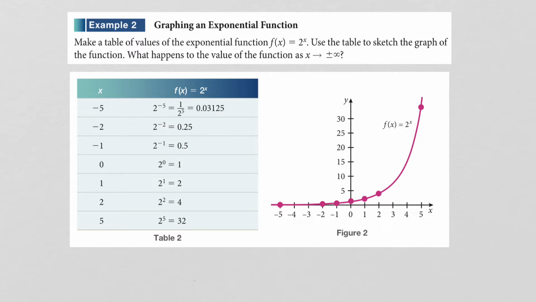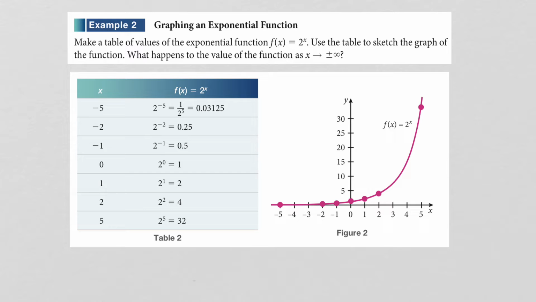Next, let's take a look at the graph of an exponential function. The simplest possible exponential function that we can think about is the function f of x equals 2 to the power x. So choosing a base equal to 2 gives us the simplest exponential function.